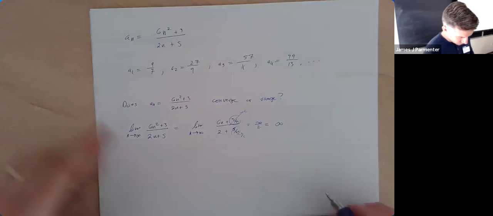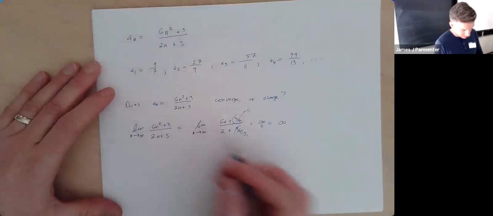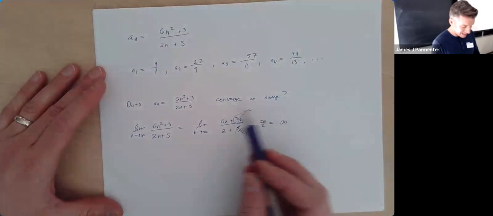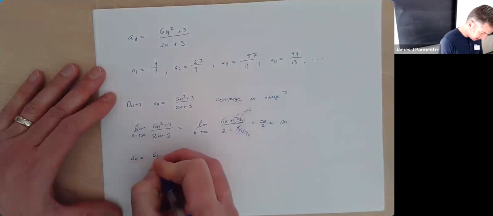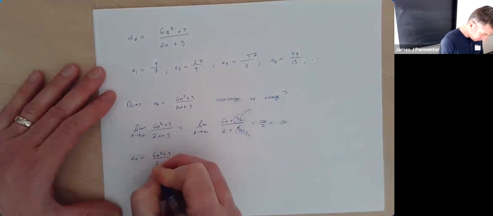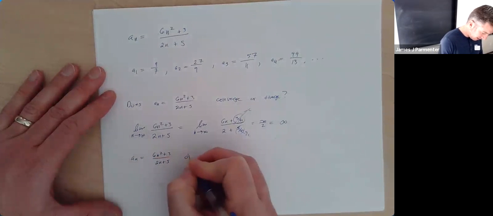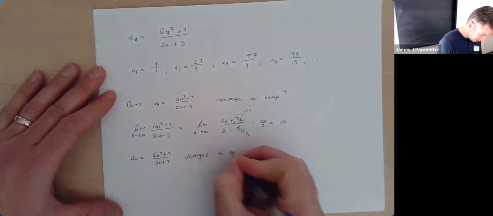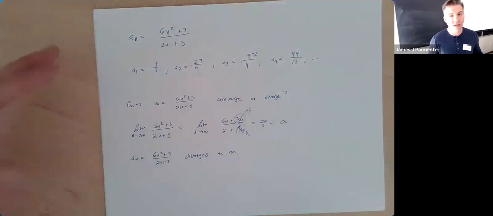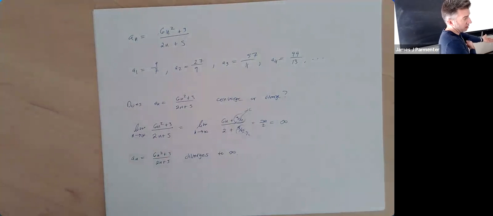I will point out, typically when something diverges in this way, I would say that a sub n equal to 6n squared plus 3 over 2n plus 5 diverges, and I would probably include the words to infinity. It's usually information we like to include if it's true.